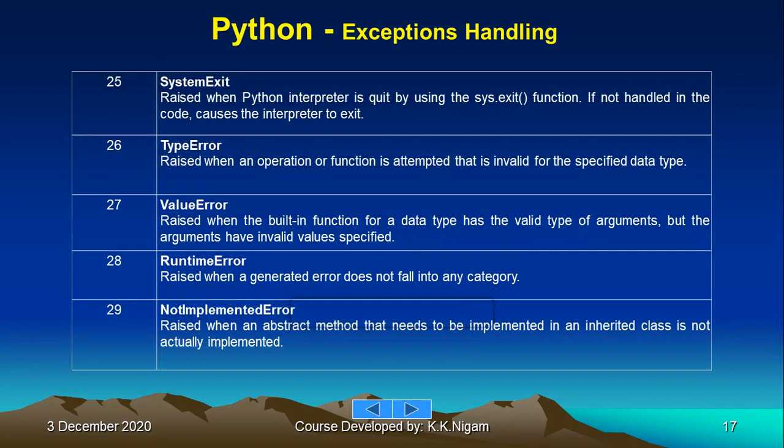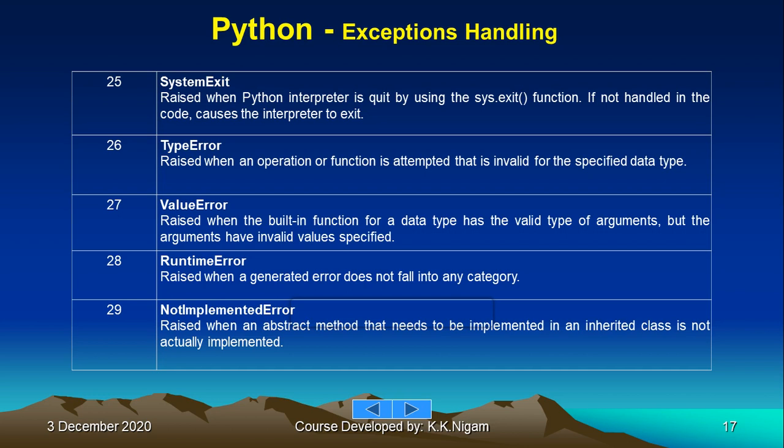Then system exit: raised when the Python interpreter is quit by using the sys.exit function. If not handled in the code, it causes the interpreter to exit. So that is why it is important that whether that error occurs or not, you must take the corrective measures in your program so that in case it happens, you are in a position to take care of that.